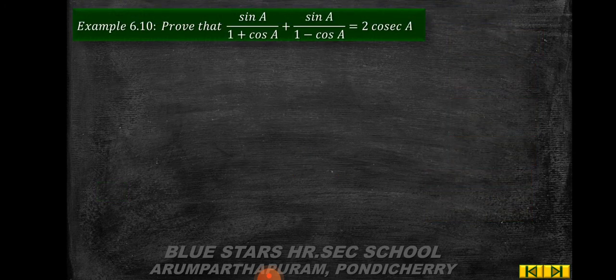Then next example 6.10. Prove that sin A by 1 plus cos A plus sin A divided by 1 minus cos A is equal to 2 cosecant A.